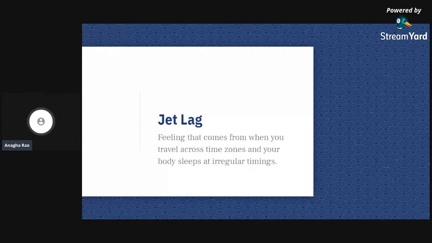Now, there's one thing that can affect your circadian rhythms, and that's jet lag. Jet lag is the feeling that comes when you travel across multiple time zones and your body sleeps at irregular sleep timings. This is because for the last few months, our body's been used to waking up and sleeping around the same time. So when we suddenly tell our body, oh, sorry, you have to wake up at 2 a.m. and you have to sleep at 12 p.m., it gets confused because the circadian rhythms are so used to that. And this can lead to us not being able to sleep or wake up.